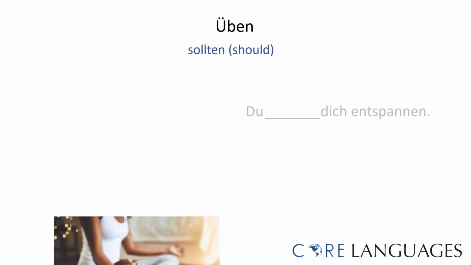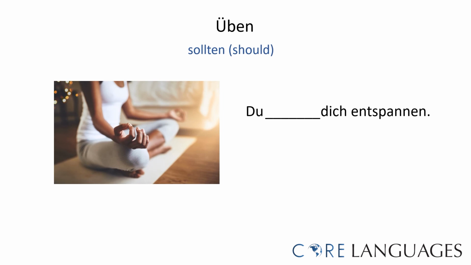And how about this example? Choose the correctly conjugated form of sollten, should do. Du sollte dich entspannen, or du solltest dich entspannen. The correct sentence is, du solltest dich entspannen. You should relax, or literally, you should relax yourself.